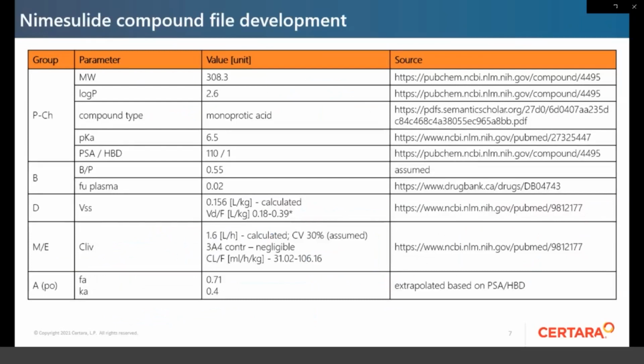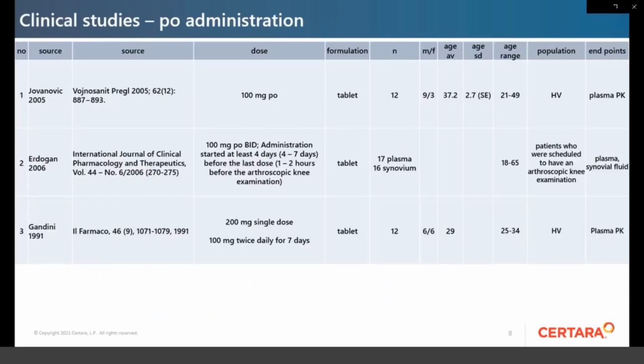So I'm not going to spend much time on this slide. We just went through the literature and collected the data for nimesulide, which is an anti-inflammatory drug, just to build a simple, or relatively simple, basic PBPK model. And then in a separate search, we found, as we believe, all the information which is available for the clinical studies. For nimesulide, in this case tablets, there is unfortunately no IV data available.